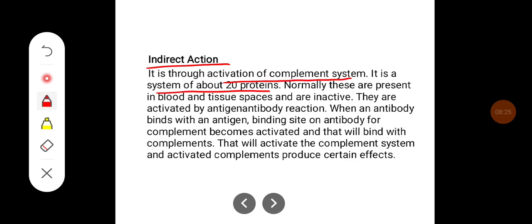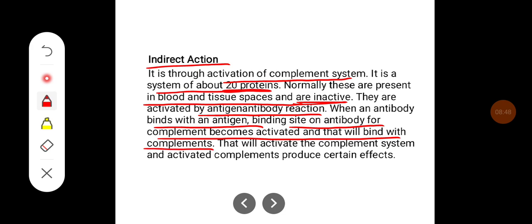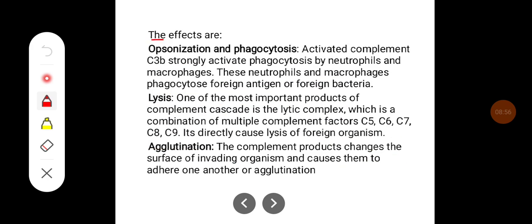It is a system of about 20 proteins. Normally these are present in blood and tissue spaces and are inactive. They are activated by antigen-antibody reaction. When antibody binds with the antigen, the binding site on the antibody for complement becomes activated and that will bind with complements. That will activate the complement system and activated complement produces certain effects. These effects are opsonization and phagocytosis, lysis, and agglutination.